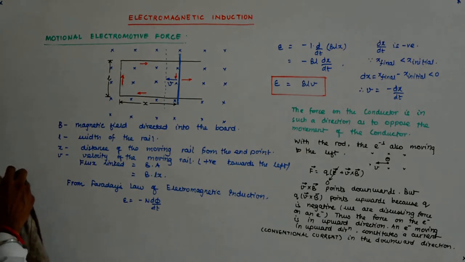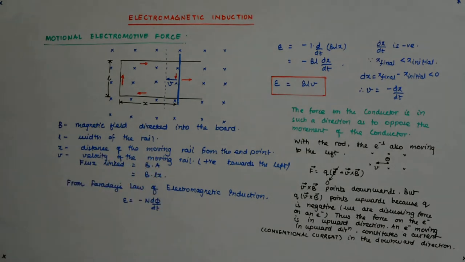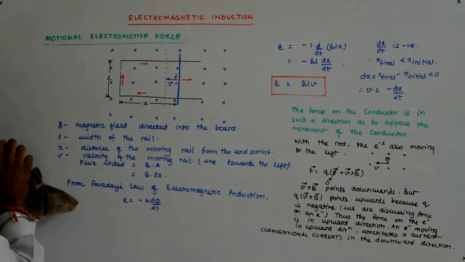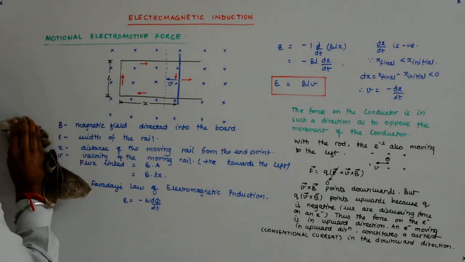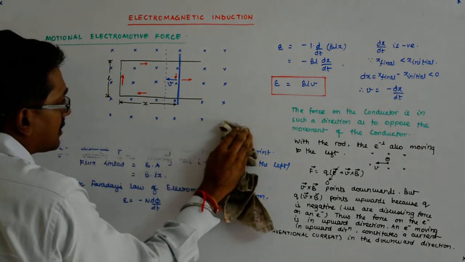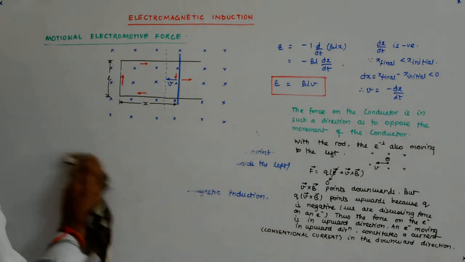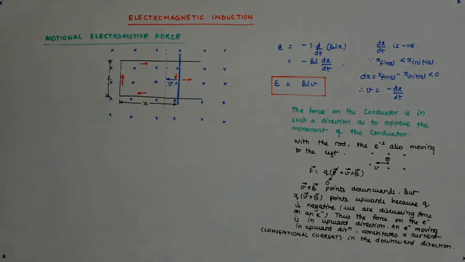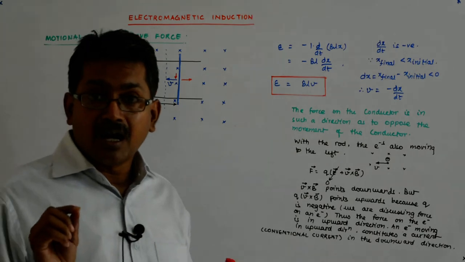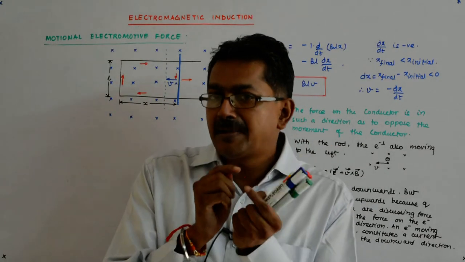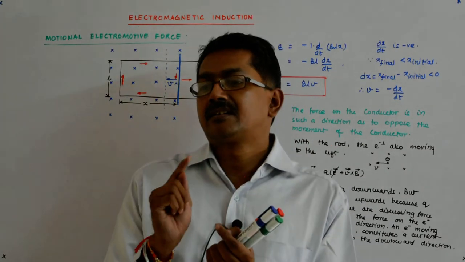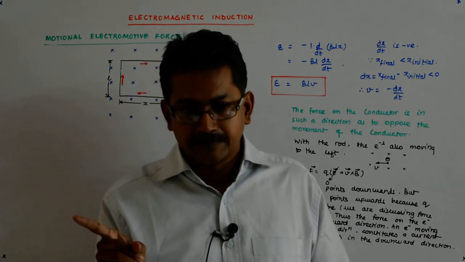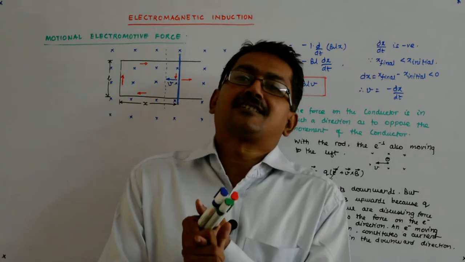So hope you have written this. Faraday's law of electromagnetic induction tells me what? It tells me that somehow a changing magnetic field is capable of producing an electric field. And that is the crux of the matter.